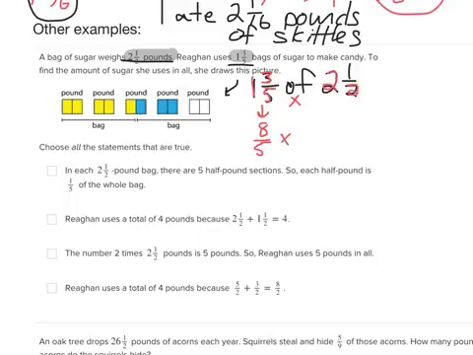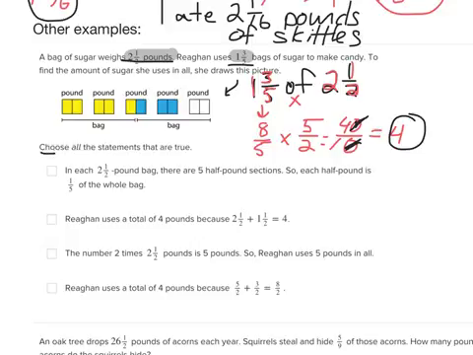2 times 2 is 4, plus 1 is 5. So we're going to go times 5/2. So 8 times 5 is 40. 5 times 2 is 10. 40 over 10 means 40 divided by 10, which is 4. Another way to look at it is if I simplified those by dividing by 10, that gets rid of the 0, and I get 4 over 1, which still equals 4. So Regan used 4 pounds of sugar.